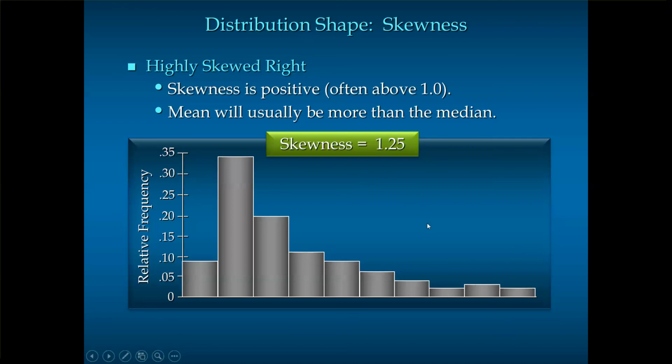So you should remember, based on the sign of the skewness, we can define whether the distribution is symmetric, skewed right, or skewed to the left. Based on the absolute value of the skewness, we can define whether it has a long tail or a short tail.